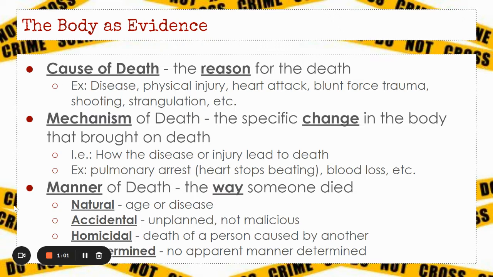Manner of death. There are only a couple different manners of death. There's 5 of them. The 4 that we're going to talk about describe the way that someone died. So the 4 we're going to discuss are natural manner of death. So that would be they died of old age or a known disease. Accidental would be something that's not planned, not malicious. Homicidal, death of a person caused by another. So in the case of like a murder. Or undetermined. So if there's no apparent manner when first looked at the body, we may do an autopsy to determine the cause of death if it's undetermined, just based on preliminary observation.